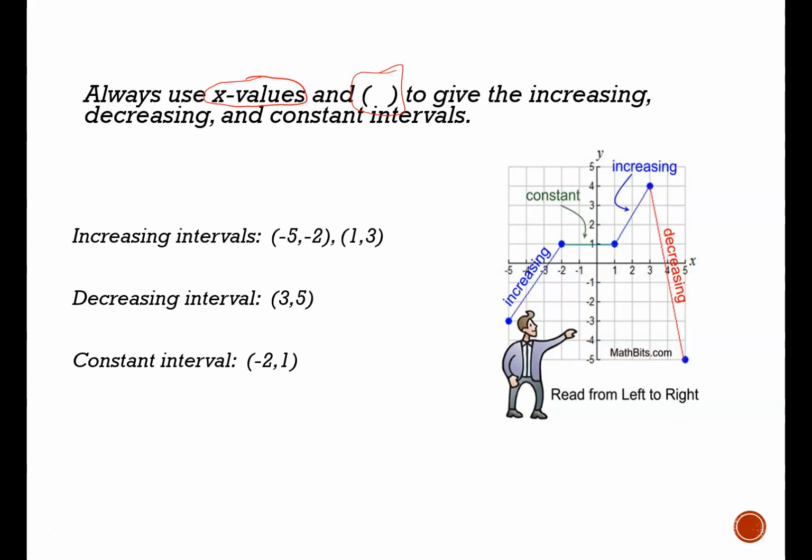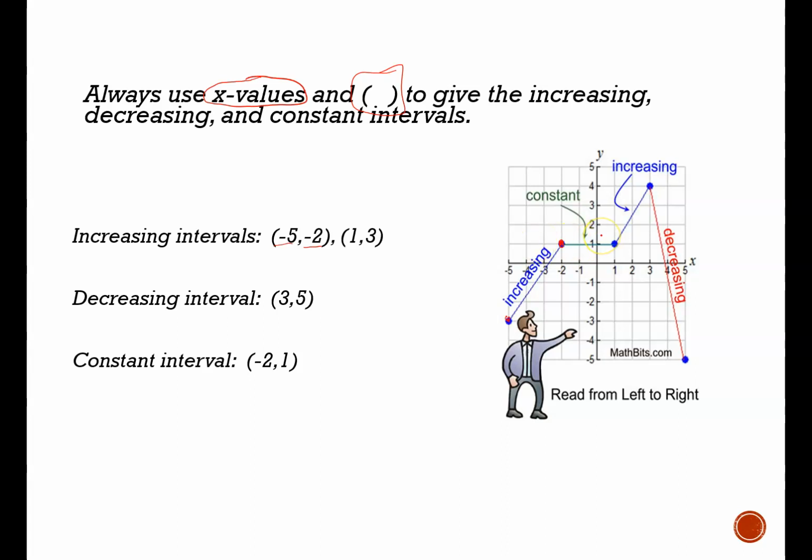Okay, so with that in mind, let's focus on this graph. We're going to start at the far left, and if we start traveling towards the right, we're going up, we are increasing until we get to this point. And so look at the x values for that interval. This leftmost point is at -5 on the x, and it increases all the way to here, which is at -2 on the x. So when we write the interval for that, it would be -5 to -2.